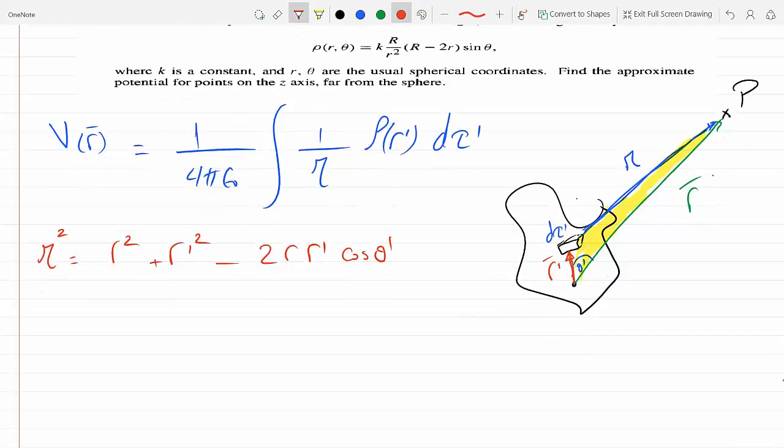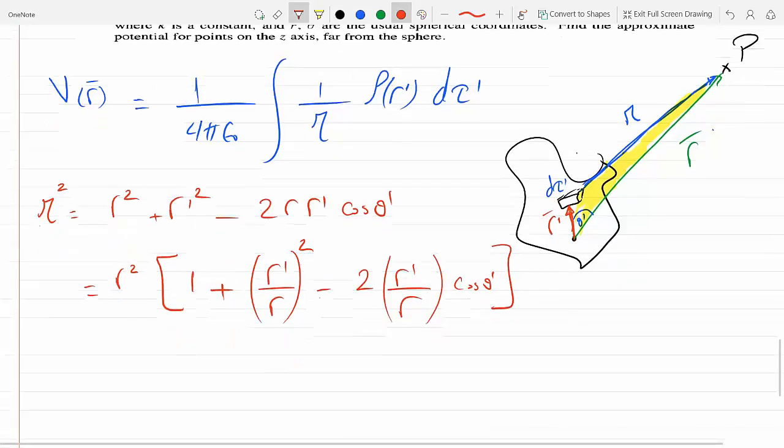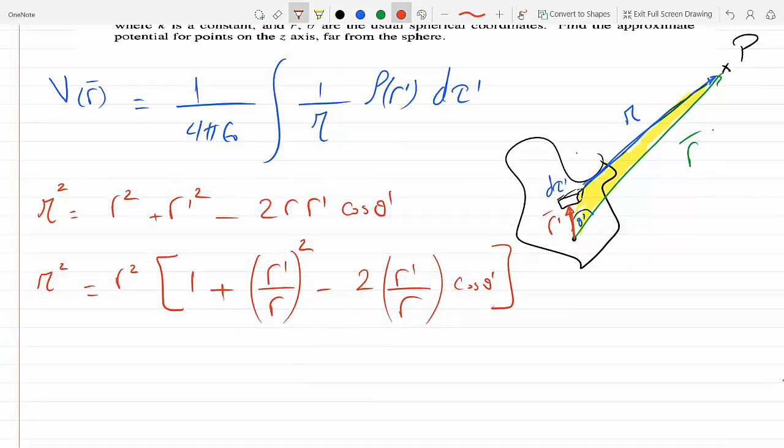Okay, so let me pull out an r squared out of this. I'll show you why in a second. 1 plus, what do we have left here? If I pull out an r squared, I divide this by r squared because this didn't have any. And since they're both squared, I could square the whole thing, r prime over r. And then I could do the same thing here. There's an r, so I'm just going to have to divide by another r, and cosine theta prime.